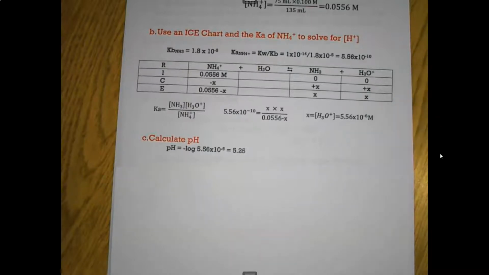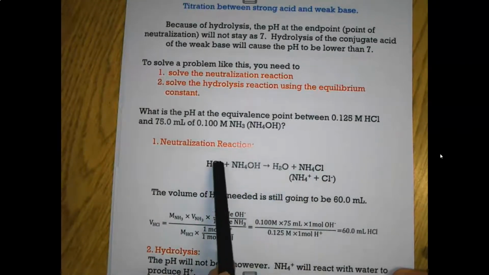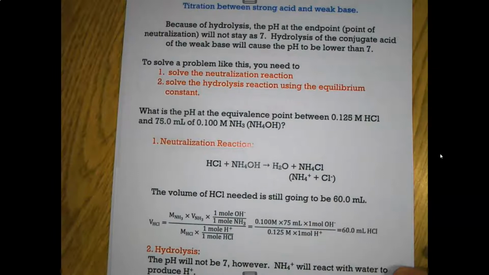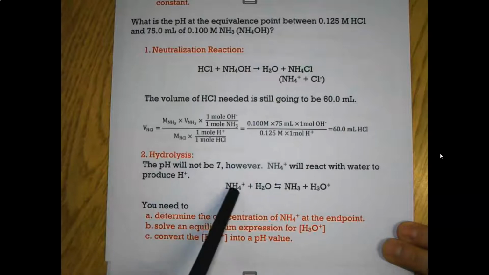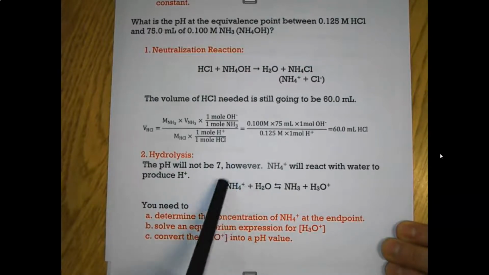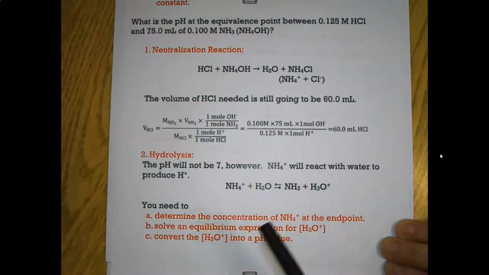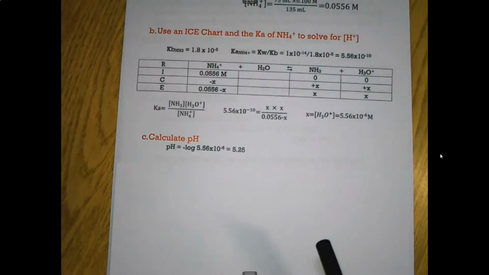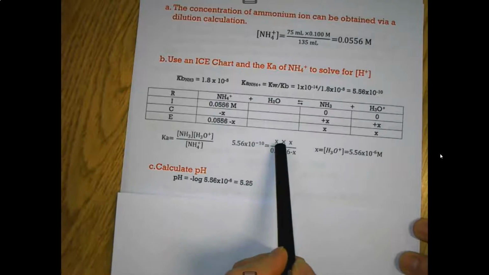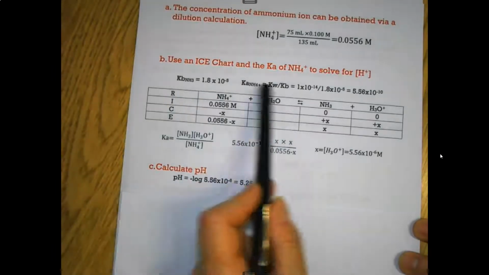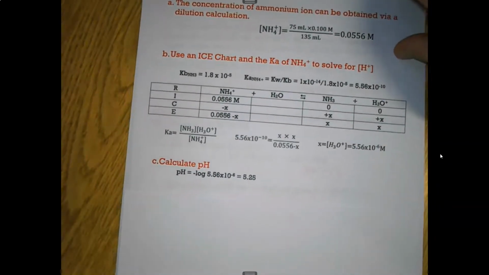So there's the idea. So once again, this is the reaction that initially takes place. This is the neutralization reaction. But once that's finished, hydrolysis happens. So I've got to figure out what's going to happen. How much of a reaction is this thing going to cause to create H plus ions in the solution? And I do that using an ICE chart and the Ka of the conjugate. So hopefully that makes sense.